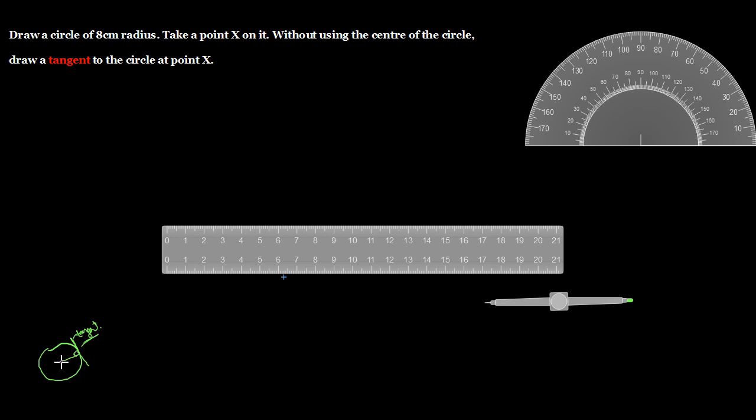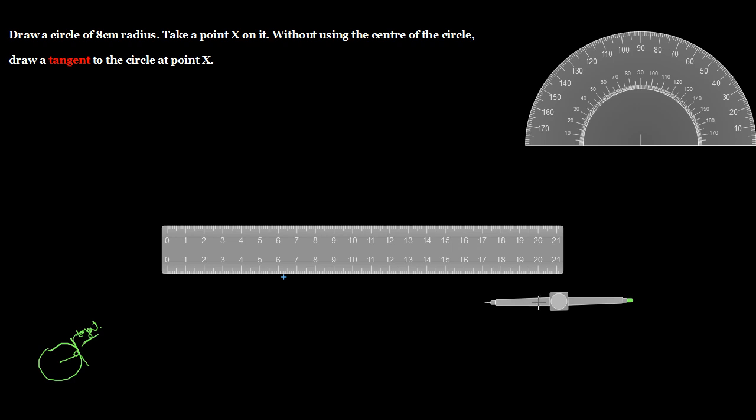But now that we don't know the center, we cannot draw the radius, and we'll try to draw without it, and then we'll try to measure it just to verify that it's actually tangent, making 90 degrees or perpendicular to the radius. So from the question it says 8 centimeter radius.